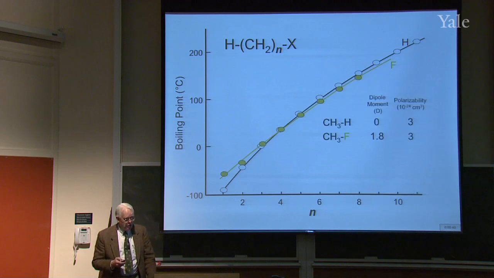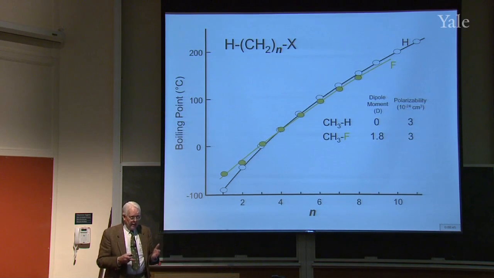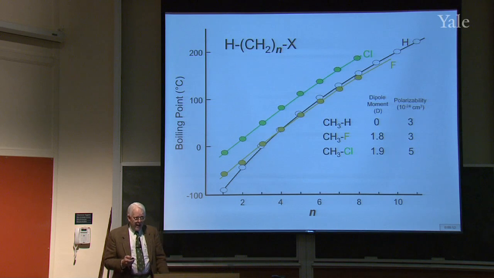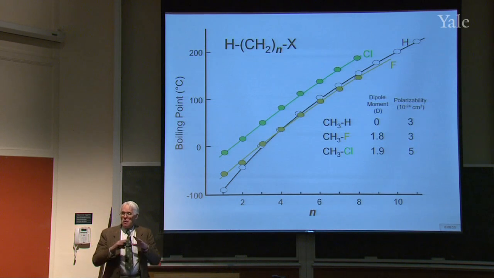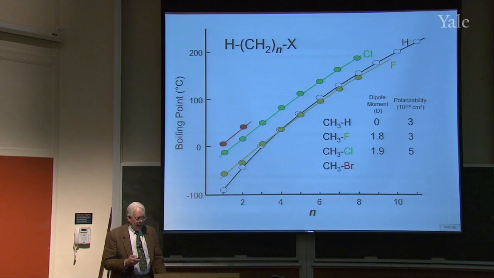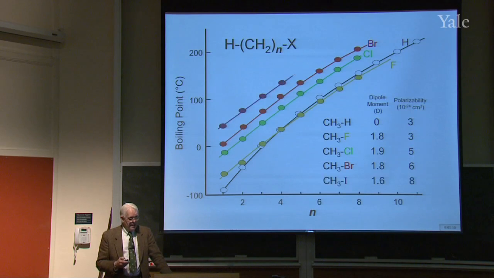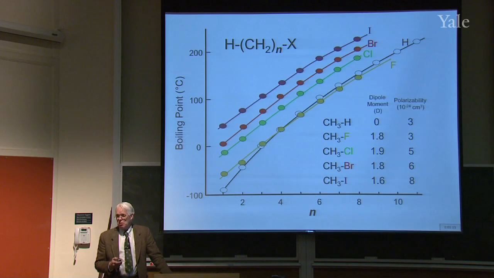But now look what happens if you go to the other halides. The dipole moment is bigger for fluoride than it is for hydrogen, right? But the polarizabilities are about the same. But chloride is more polarizable, it has more electrons further out, right? So although it has essentially the same dipole moment as the fluoride, its greater polarizability is clearly holding things together. And the same thing is true when you go on to bromide, which is still more polarizable, and to iodide, which is the most polarizable of all.